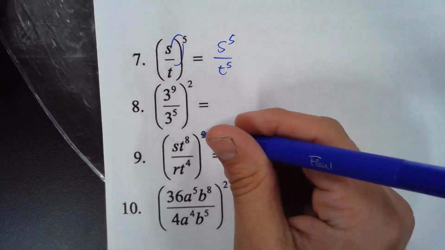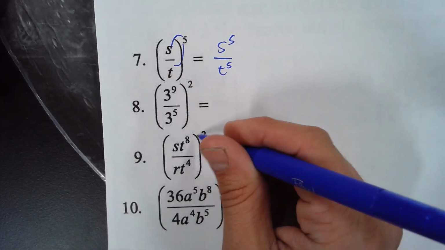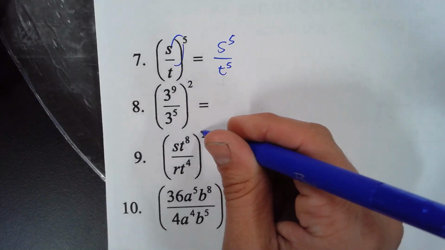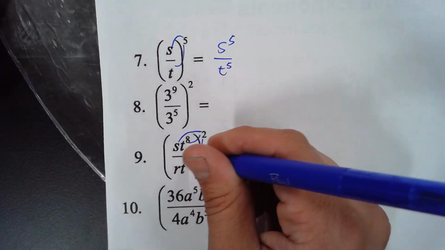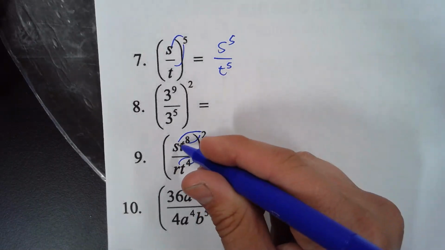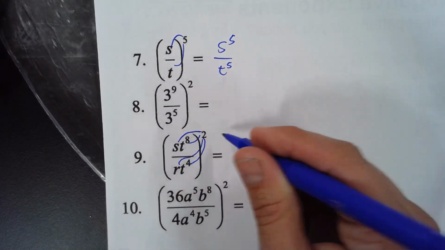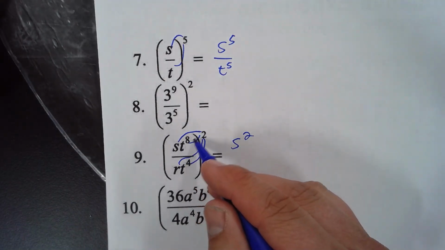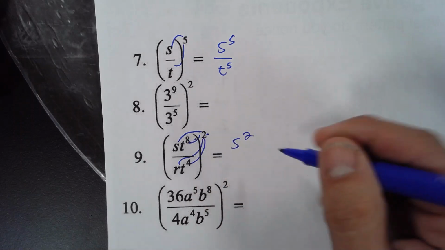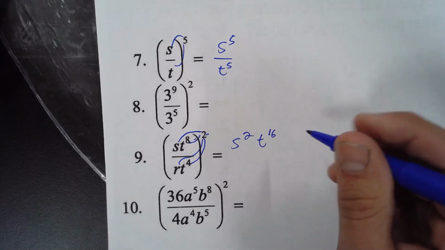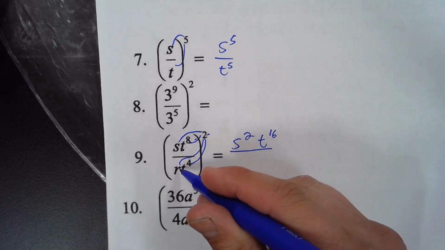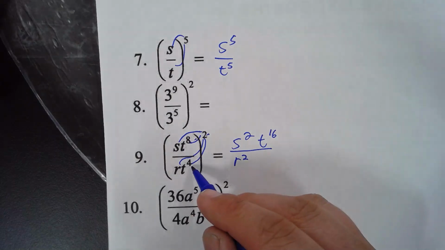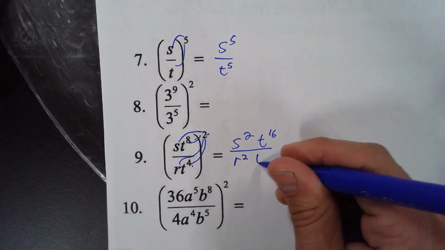Number 9, I have lots of stuff going on here. I have s times t to the 8th divided by r times t to the 4th, all raised to the 2nd power. So that exponent gets applied to every single term on the top and the bottom. S raised to the 2nd power, well that's just s to the 2nd power. T to the 8th to the 2nd power, well that's 8 times 2, that's t to the 16th. R, there's no exponent, so I just apply the 2nd power on the outside. T to the 4th to the 2nd power, that's 4 times 2, so that's t to the 8th.